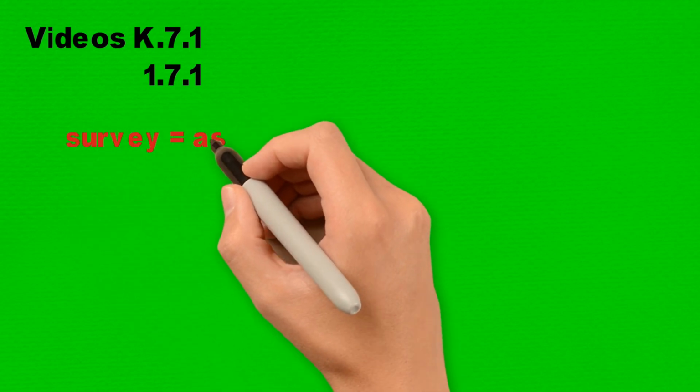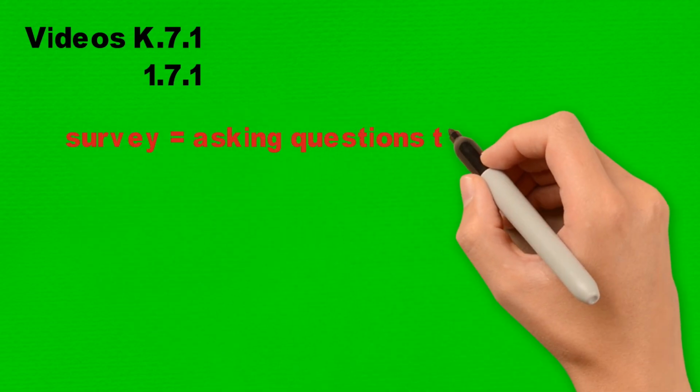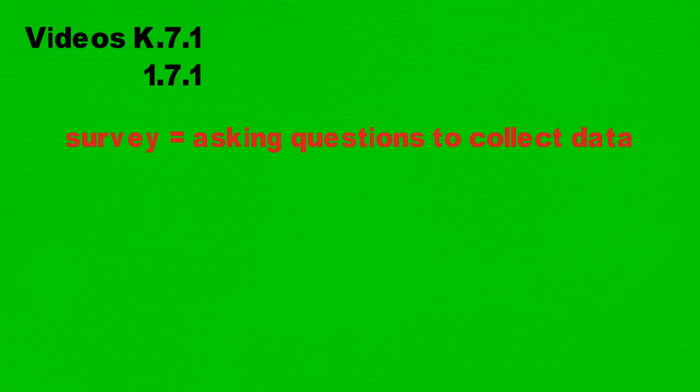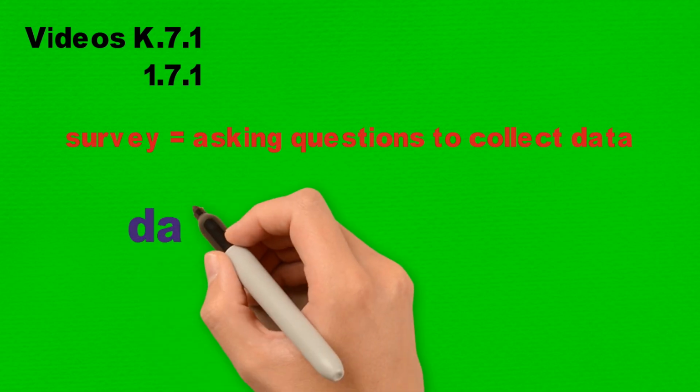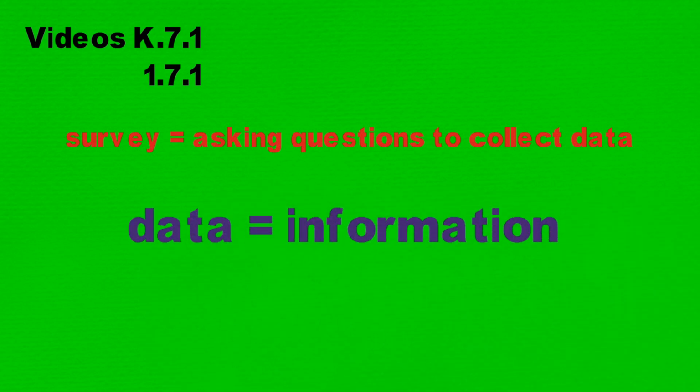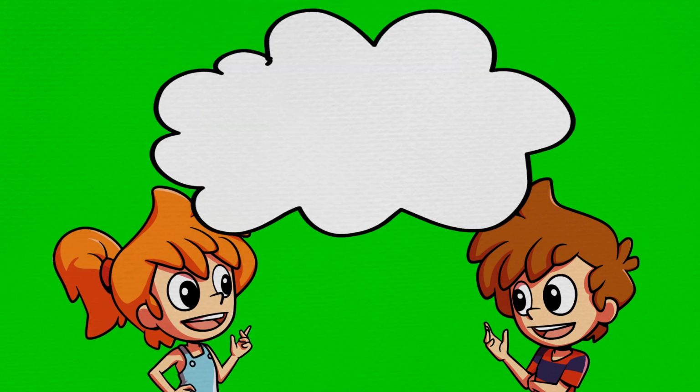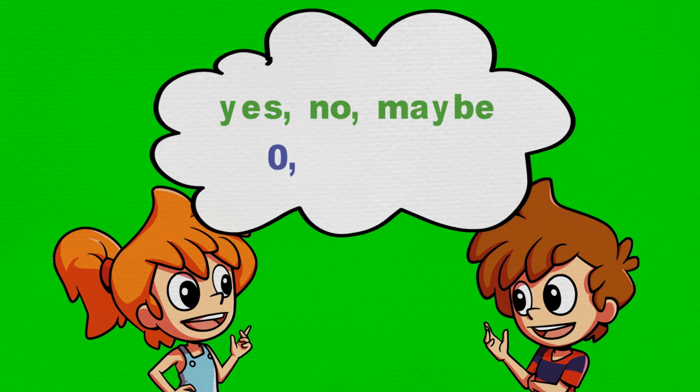In videos K.7.1 and 1.7.1, Max and Min conducted surveys, that is, asked questions of their friends and fellow school students to collect data or information from them. They noticed that some survey questions are answered with words like yes, no, or maybe, while other survey questions like how many brothers and sisters do you have are answered with numbers.